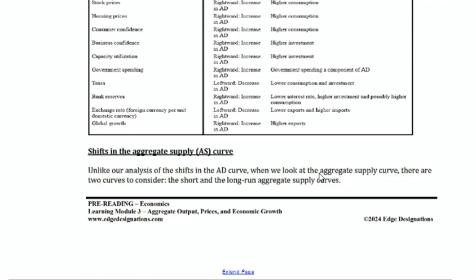We've now dealt with the aggregate demand curve. Now we ask ourselves the question, what are some of the factors that will cause shifts in the aggregate supply curve? Here we need to consider, as opposed to the aggregate demand curve, which was a little bit easier, the short and the long run supply curves.